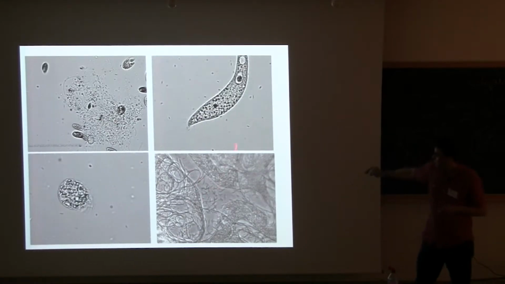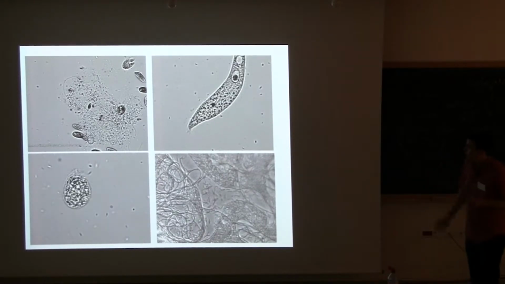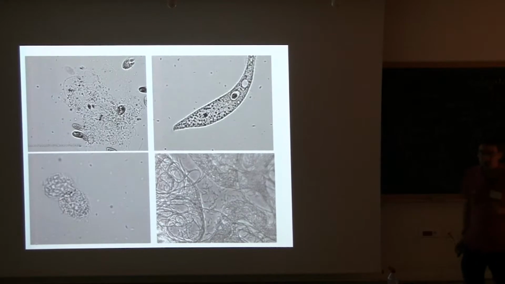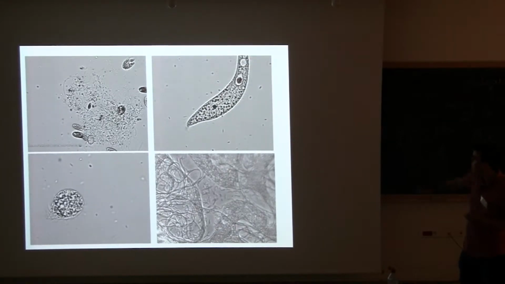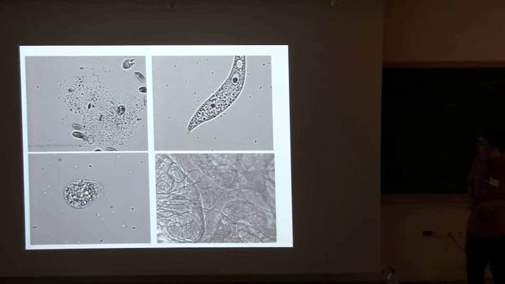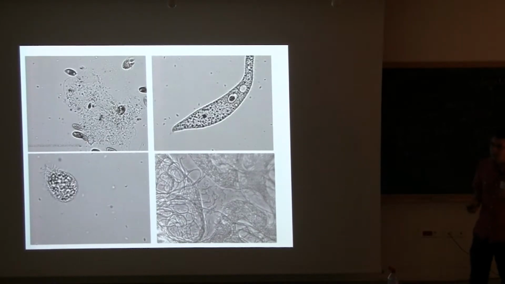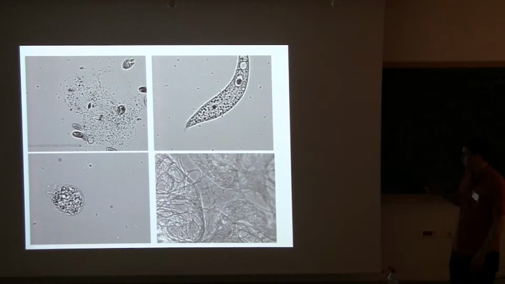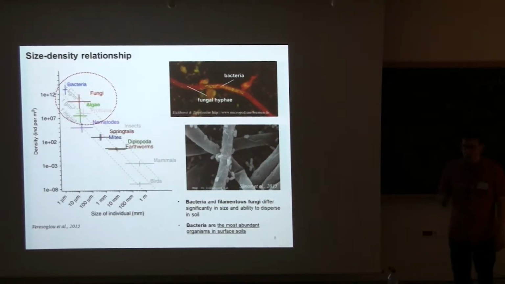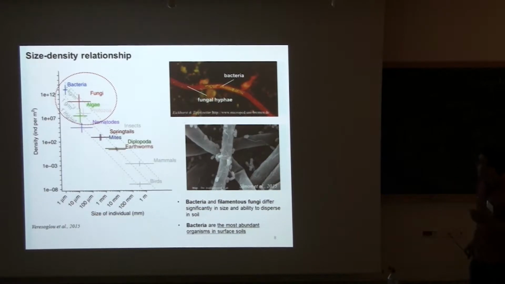To give you an idea, bacteria are typically just a few micrometers long. The protozoans here are more like tens of microns long. This one is up to 100 micrometers long. So there's a range of sizes in those soil microbes. There's an interesting size-density relationship here. On this axis you have the density, how many individuals per square meter, as a function of their size. And here are our microbes: the bacteria, fungi, algae, and protozoa. You can see there's quite some variety in the size range, but the important point is that bacteria are really the most abundant in soils.